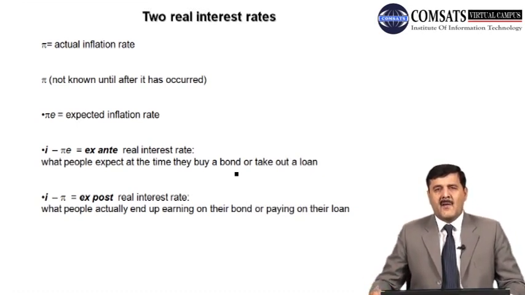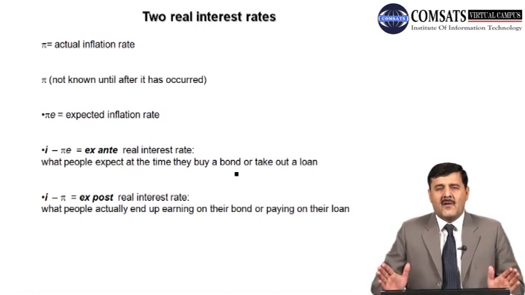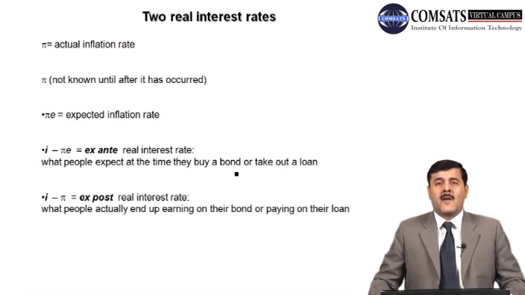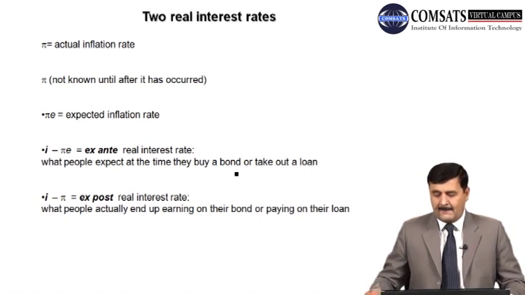So we talked about two inflations and two real interest rates in the economy on the slide, that we have two inflations in a country. One is expected inflation, the other one is actual inflation. So on the basis of both, we can say there are two real interest rates in the economy. The ex ante real interest rate, which is the difference between i minus pi E, and the other is the ex post real interest rate, which is the difference between i minus pi.